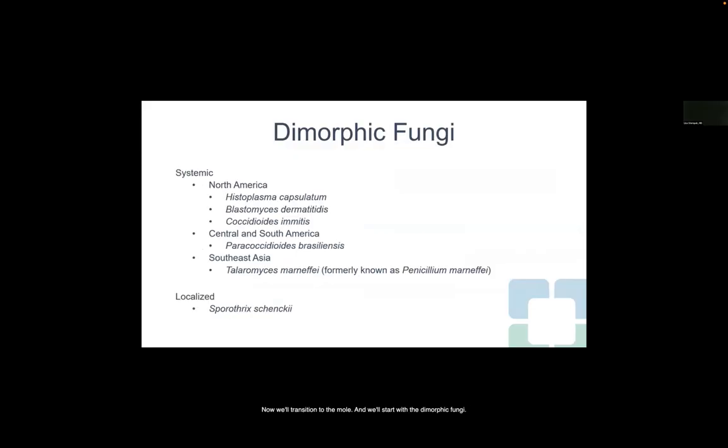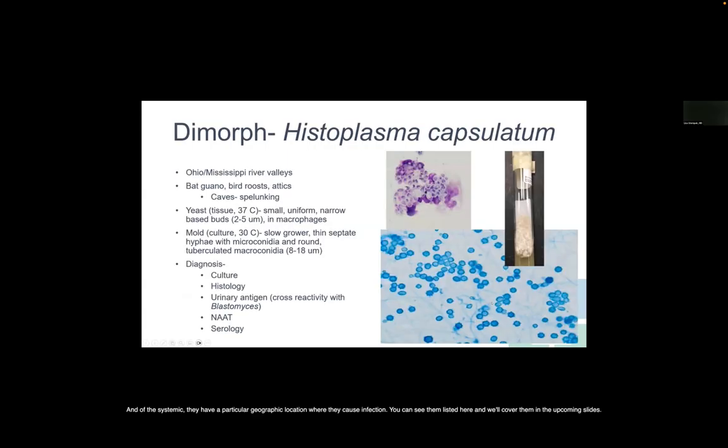Now we'll transition to the mold, and we'll start with the dimorphic fungi. The majority of them are systemic, and then we do have one localized, which is Sporothrix schenckii. And of the systemic, they have a particular geographic location where they cause infection. You can see them listed here, and we'll cover them in the upcoming slides.